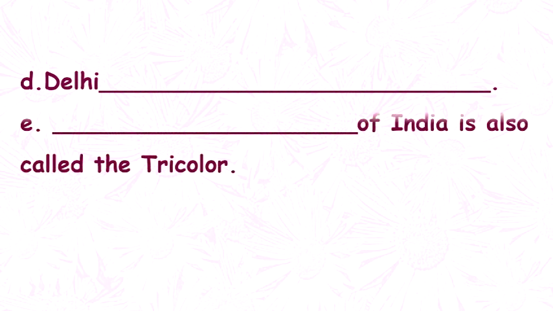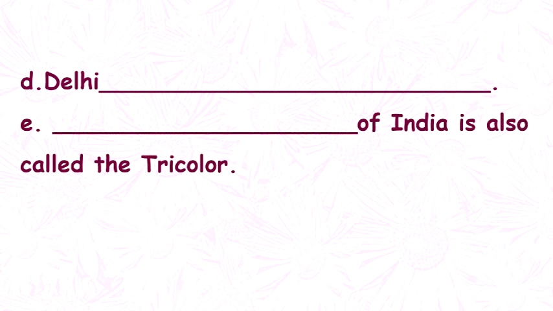Next. Delhi. Now Delhi is the subject. Complete the sentence in your way. Delhi is my hometown. Delhi is the capital of India. Delhi is a metro city. Think about your own answer.